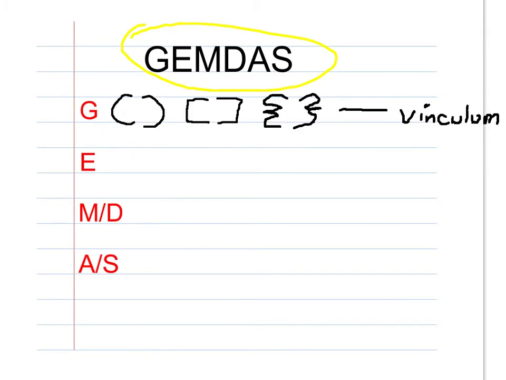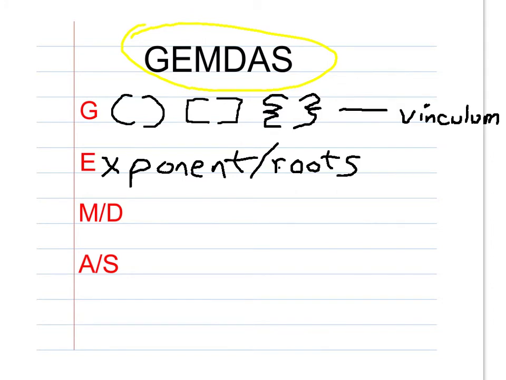So after you fill in the 4 different kinds of grouping symbols, let's move to our next step. Our next step is we would look at the problem and see if there are any exponents. So the E stands for exponents, and it also stands for roots. We're not going to get into roots till later this year, but exponents and roots are in the same family. Exponents would be 2 to the 3rd power. And we'll get into what that equals later, but that's an example.